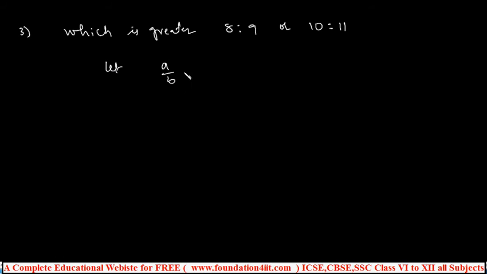Okay, the question is, which is greater? This type also let me show one. Whenever they give two ratios, either 8 is to 9 or 10 is to 11, to confirm which is the greater, just let a by b be 8 divided by 9, and the second one c by d be 10 divided by 11. Just take a by b and c by d.